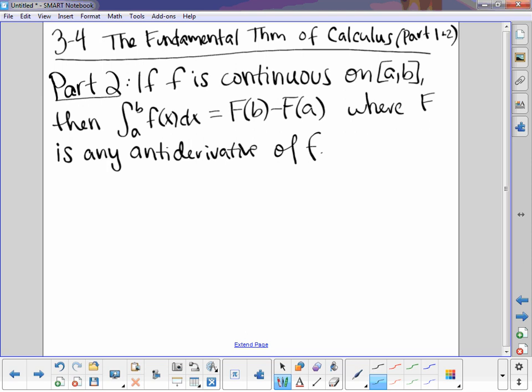Who remembers what it means to be an antiderivative? Yeah, it's the function that when you take the derivative, it gives you that. So in other words, if I take the derivative of capital F, I will get lowercase f. So it's the function that when we take the derivative gives us our starting point. It's what function, capital F of x, if I take the derivative, gives me lowercase f of x.